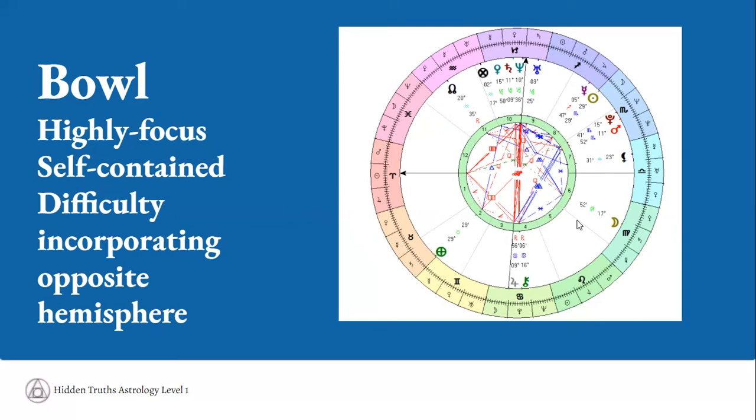They tend to be very highly focused, especially over here where there's a cluster or a stellium. They're self-contained because they're only living on one side of the chart, if you will. They have difficulty incorporating the opposite hemisphere. So they might have trouble incorporating this side of the chart. Now, people like in this case that have more on the right side tend to be more of a follower, and people that have the same bowl but on the left side of the chart tend to be more of a leader.